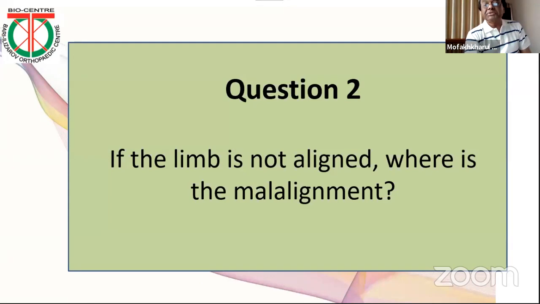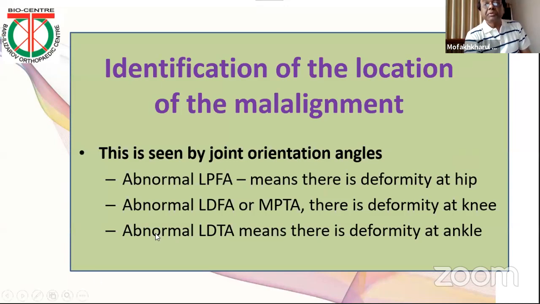Question number two: if the limb is not aligned, where is the malalignment? You have to identify the location of the malalignment. This is seen by joint orientation angles. I have repeatedly told you, abnormal LPFA means there is a deformity in the upper femur, LDFA means a deformity in the lower femur, MPTA, medial proximal tibial angle, means a deformity in the upper tibia, and abnormal LDTA means there is a deformity at the ankle.